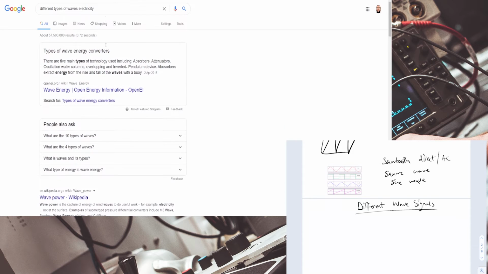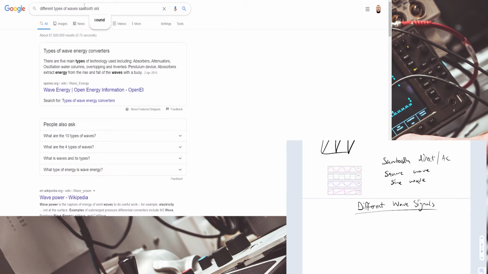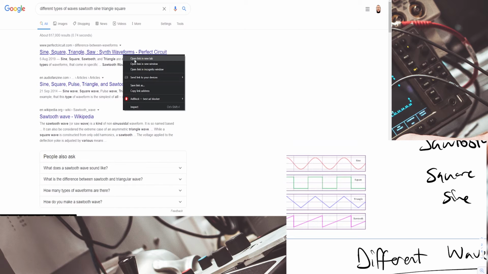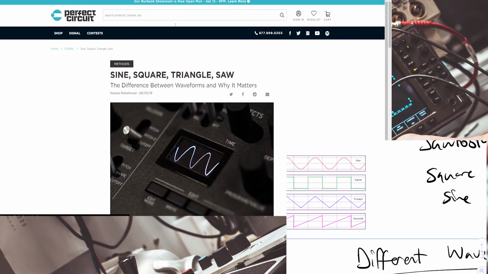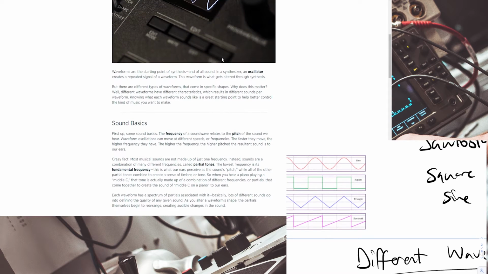Okay, alright, if I just type in different types of waves, was it sawtooth, sine, what's the other one? Triangle, and square. There we go. The difference between waveforms and why it matters. Waveforms are the starting point of synthesis and of all sound. In a synthesizer, an oscillator creates a repeated signal of a waveform. This waveform is what gets altered through synthesis. Blah blah blah. Okay, sound.